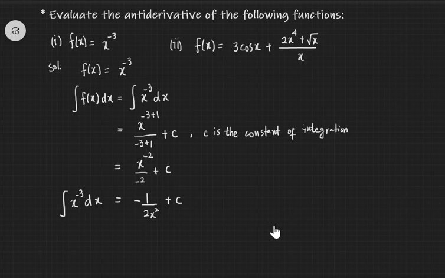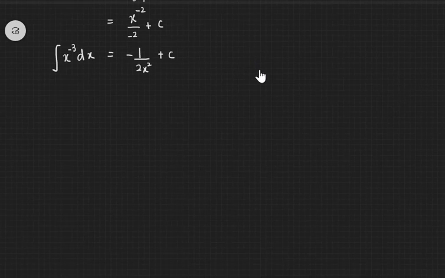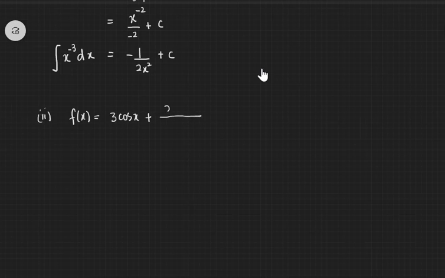For the second example, the given function is f of x equals 3 times cosine of x plus 2 times x power 4 plus square root of x, divided by x. And you can note that the independent variable in this function is again x, so we'll integrate this function on both sides with respect to x. So taking the solution of the second example, the given function is f of x equals 3 times cos of x plus 2 times x power 4 plus square root of x, whole divided by x.